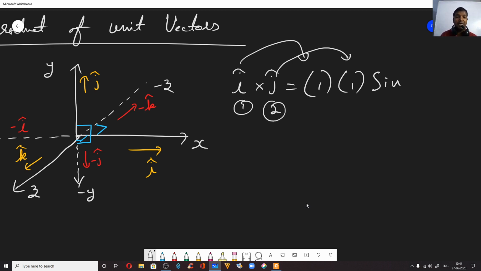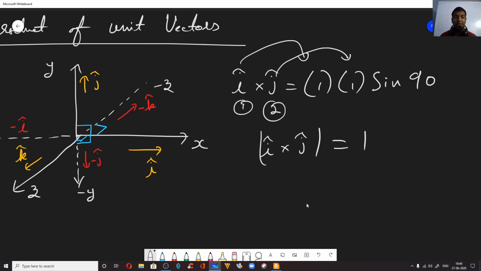Now what is the angle between i and j? i is the unit vector along x, j is the unit vector along the y axis. So the angle between x and y is 90 degrees, so we'll put 90 degrees. The angle between the unit vector along the x axis, i cap, and the unit vector along the y axis, j cap, is 90 degrees. All of us know that. So sine 90, and you get the magnitude as 1. The magnitude of i cross j is equal to 1.